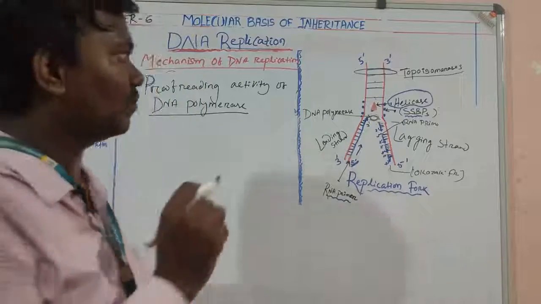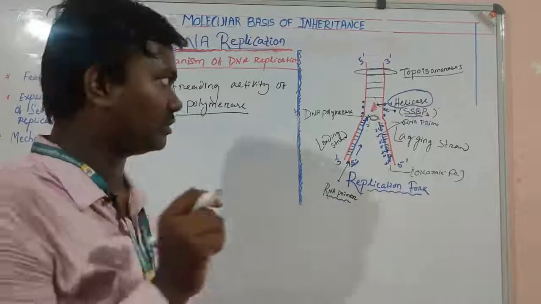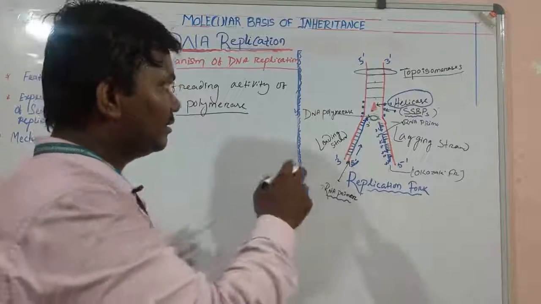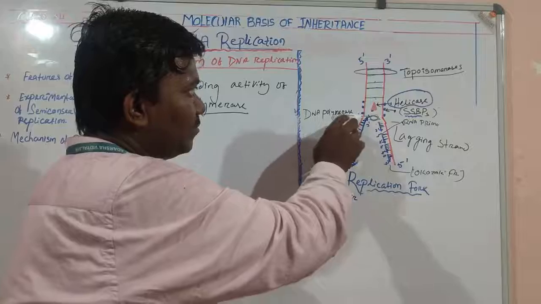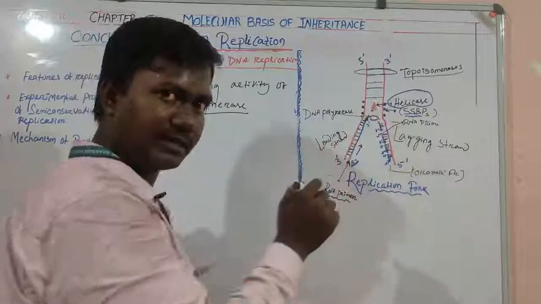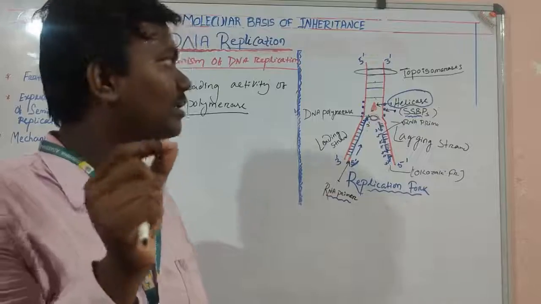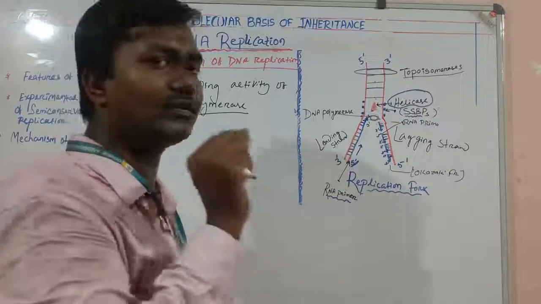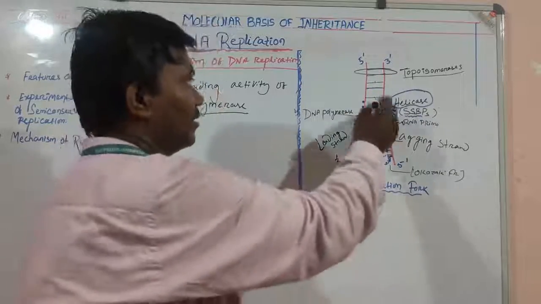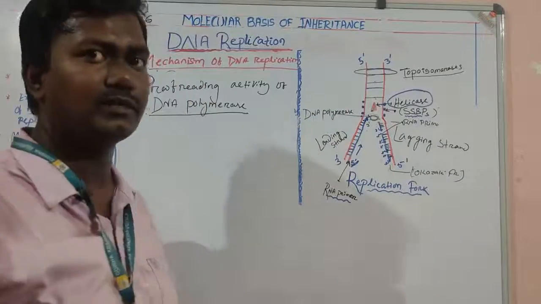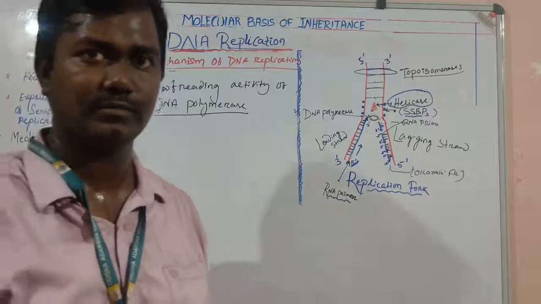That is, one mismatched base pair occurs in 1000 base pairs. Then DNA polymerase moves back, removes that mismatched base pair, adds the proper one and moves forward. It is the proofreading activity of DNA polymerase. Okay.